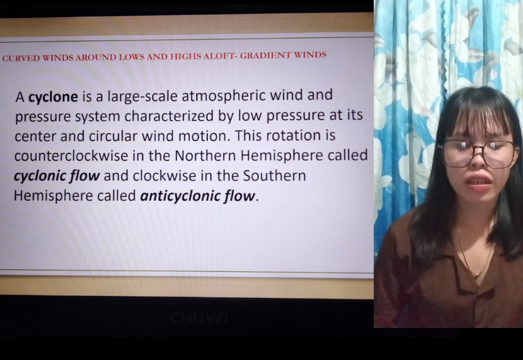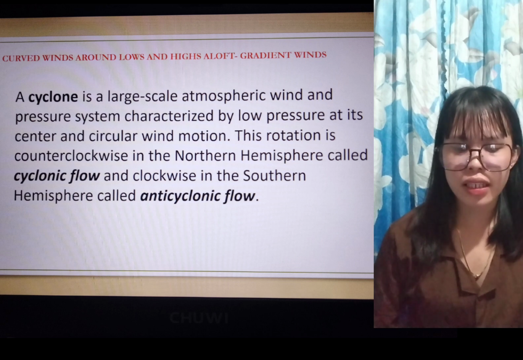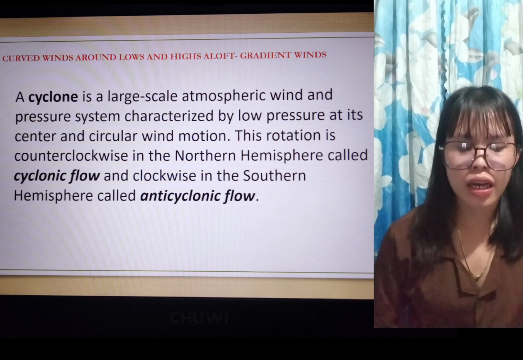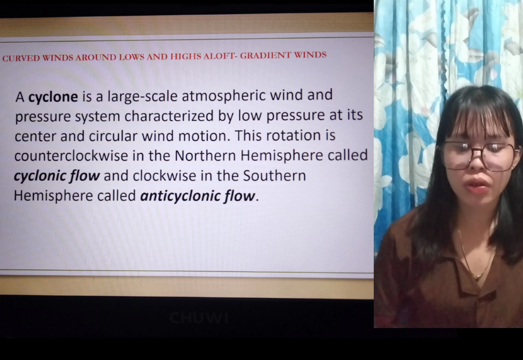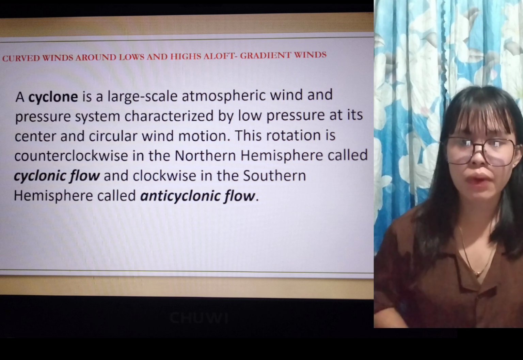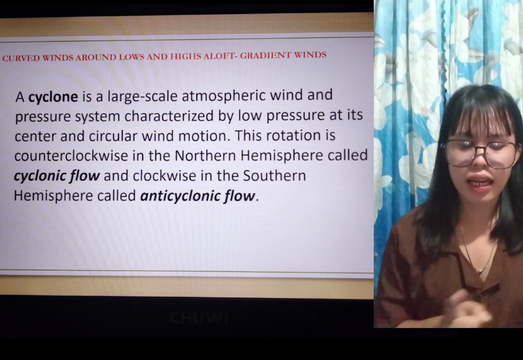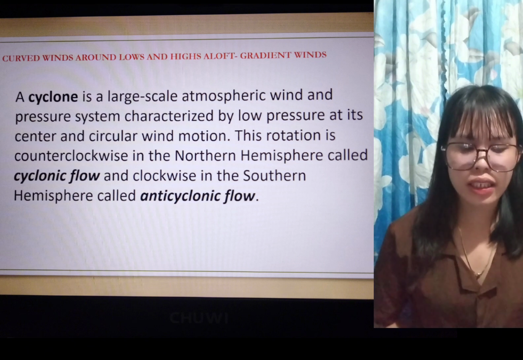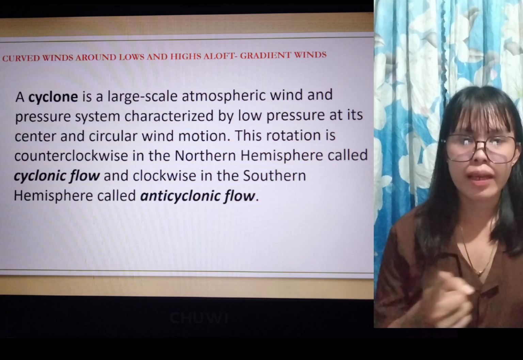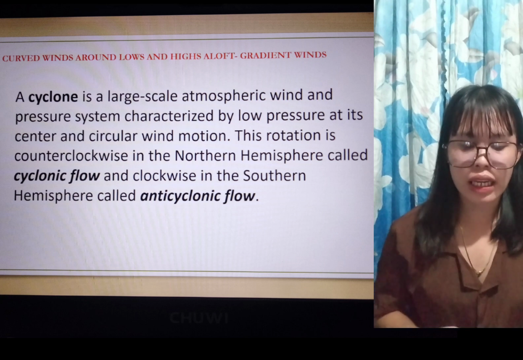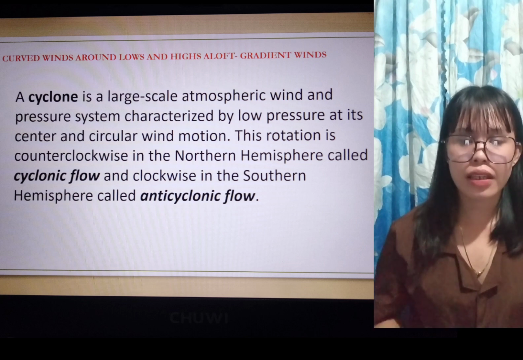So curved wind around lows and highs aloft: gradient wind. A cyclone is a large-scale atmospheric wind and pressure system characterized by low pressure at its center and a circular wind motion. This rotation is called counterclockwise in the northern hemisphere, called cyclonic flow. So when they say counterclockwise, kali binali sa kanang orasan, and clockwise in the southern hemisphere called anticyclonic flow. So kung pareha na siya sa orasan og tuyok, ginatawag na nila to siya og anticyclonic flow.